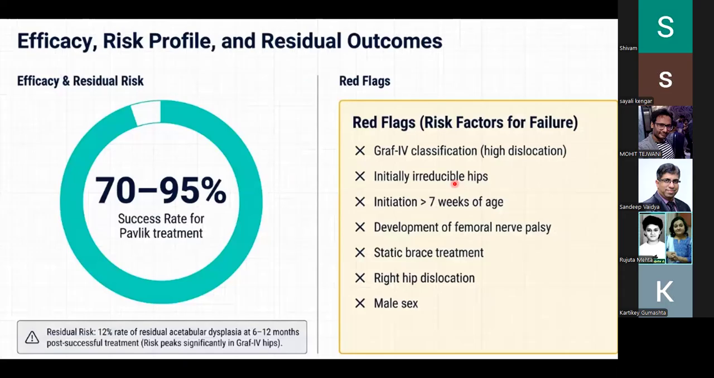The efficacy of Pavlik treatment is 70 to 95%. So, the red flags or risk factors for failure are Graf 4, meaning high dislocation, initially irreducible hips, treatment initiated after 7 weeks of age, development of femoral nerve palsy during the treatment, static brace treatment, right hip dislocation, and male sex. There is a 12% rate of residual acetabular dysplasia at 6 to 12 months after successful treatment with the Pavlik harness.